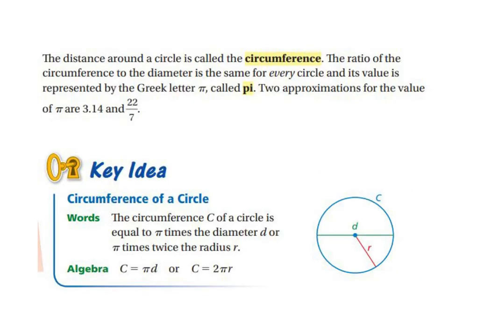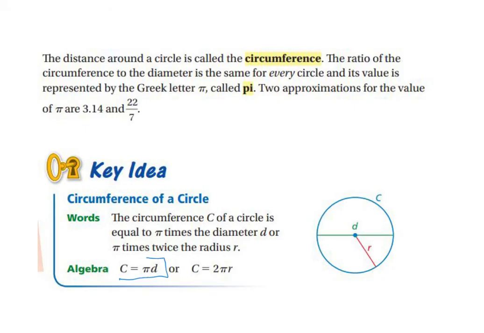The next part of the lesson is to understand circumference. Circumference is the distance around a circle. The ratio of the circumference to the diameter is the same for every circle. So there is a proportional relationship here. Its value is represented by the Greek letter pi, and we know that is 3.14. So the circumference C of a circle is equal to pi times the diameter, or pi times twice the radius.